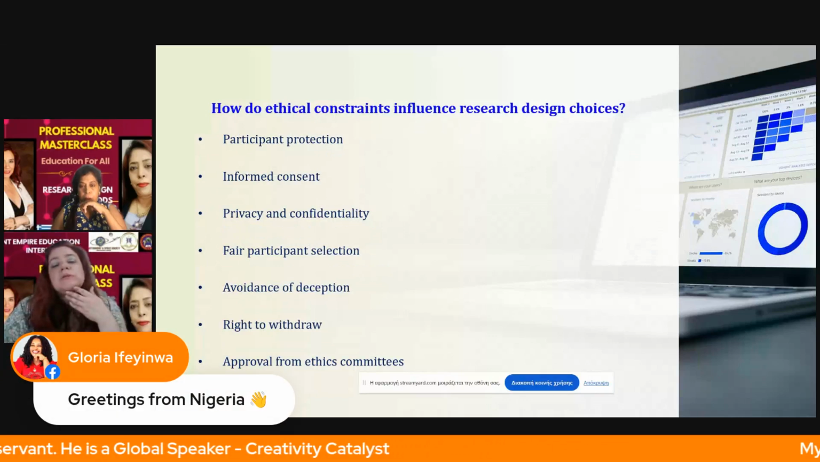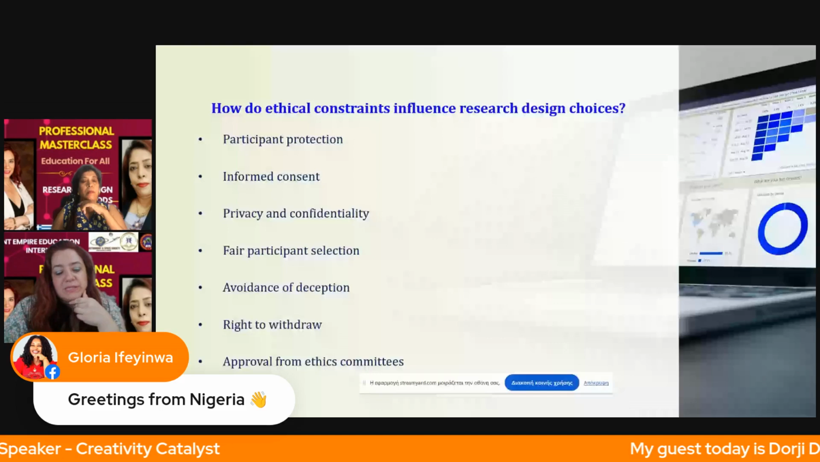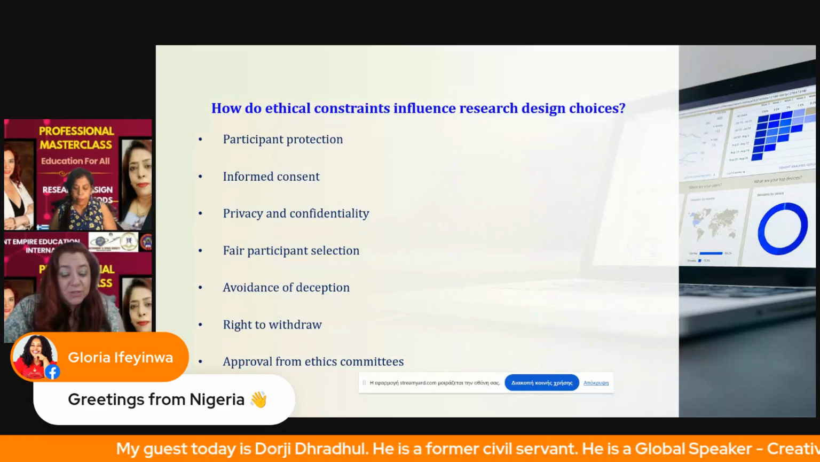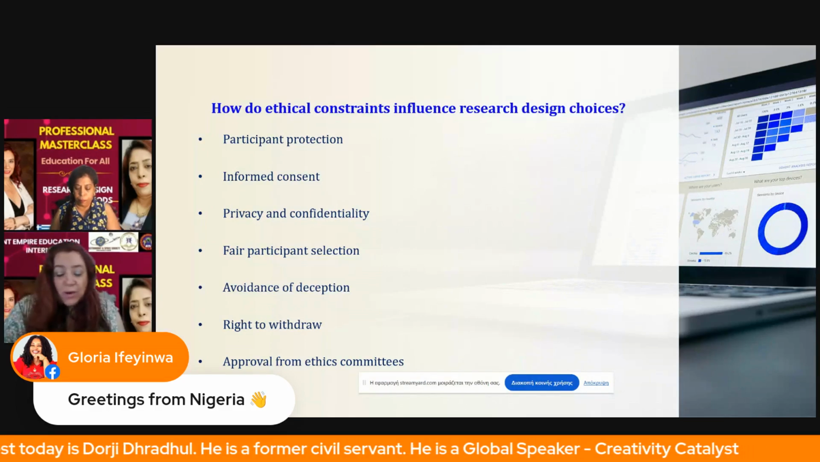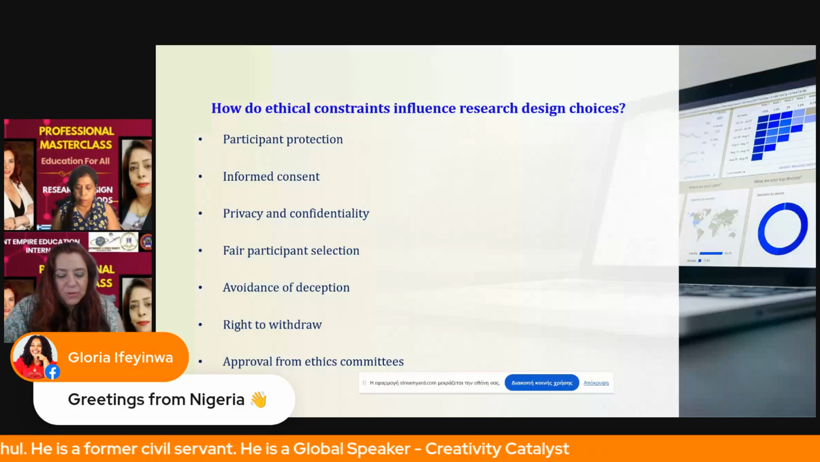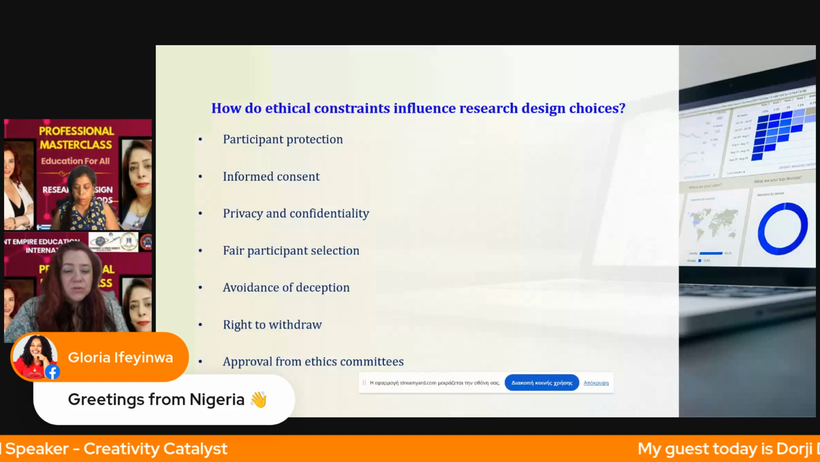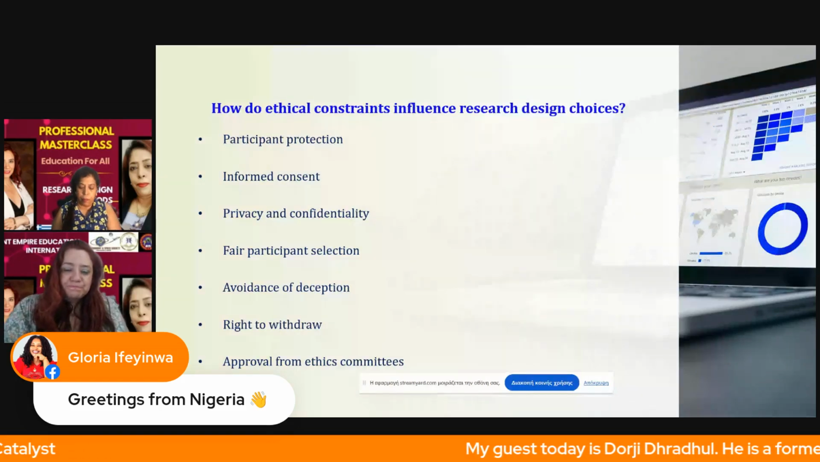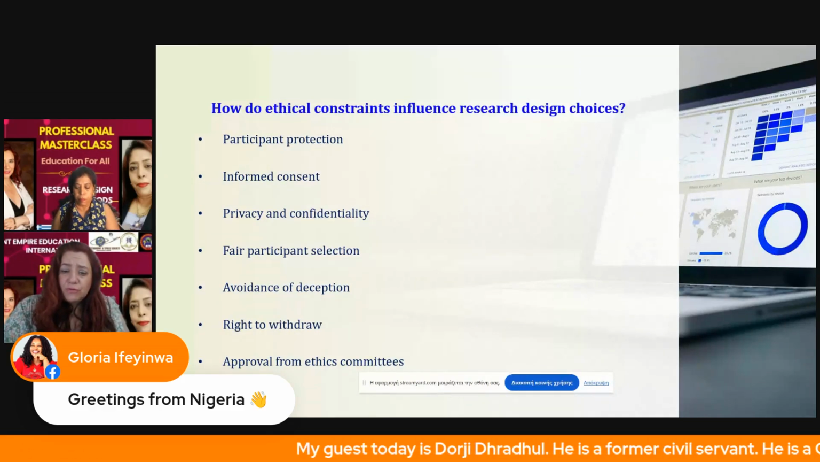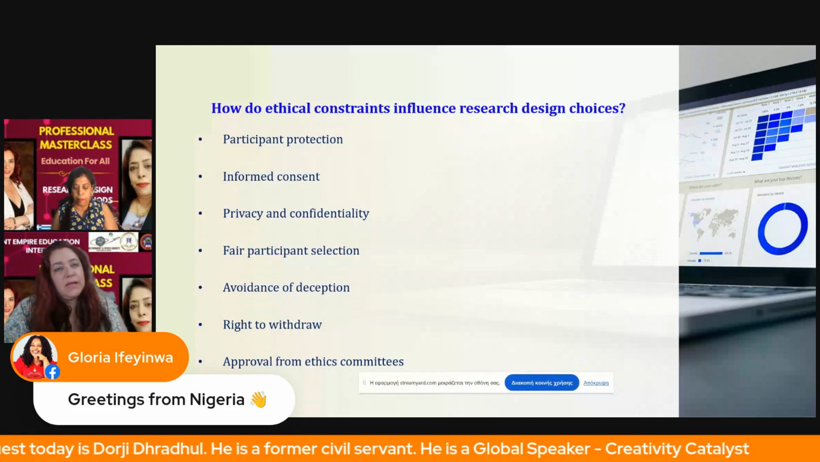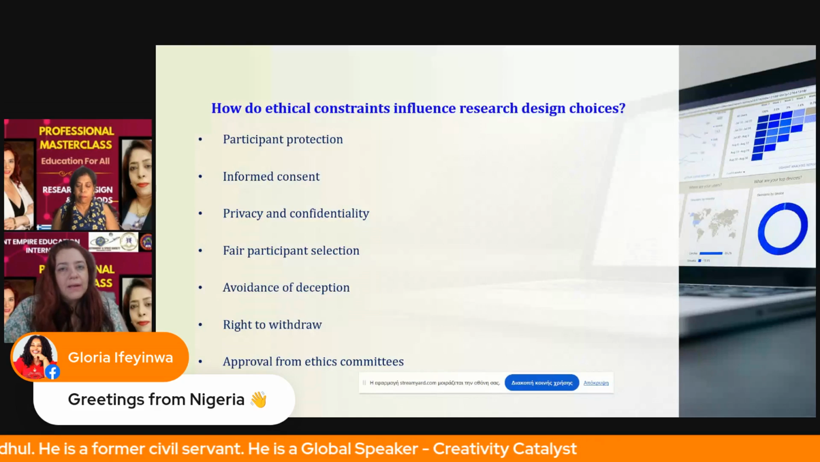Ethical constraints, of course, influence research design choices, because designs must minimize risk of harm and discomfort. So participant protection is about confidentiality and fair participant selection. Ethical principles require equitable selection of participants to avoid exploitation or unfair exclusion. The avoidance of deception: if deception is involved, designs must justify its necessity and include debriefing afterward. Ethical boards often require minimizing deception or exploring alternative designs.